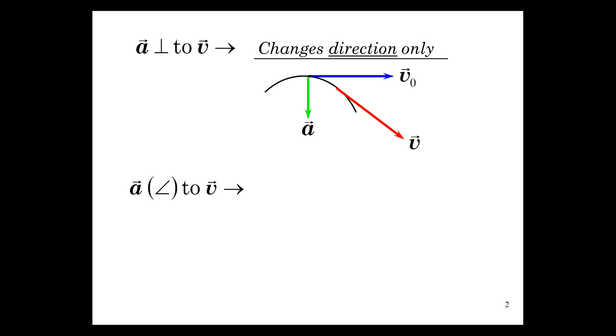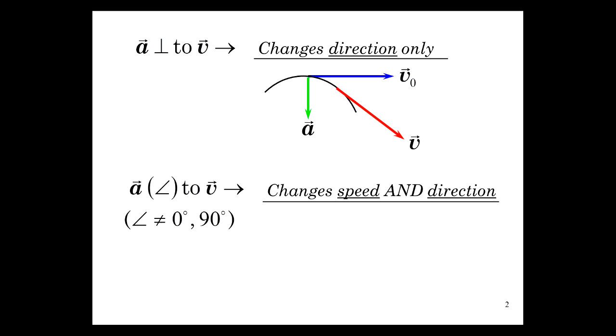If a is at some angle with respect to the velocity, maybe not parallel to it nor perpendicular, but somewhere in between, so between 0 and 90 degrees, well, it's going to do both, change the speed and the direction. So here we go, initial velocity. Add this vector, delta v, at a different angle, and it's just vector addition. Initial plus change equals final.